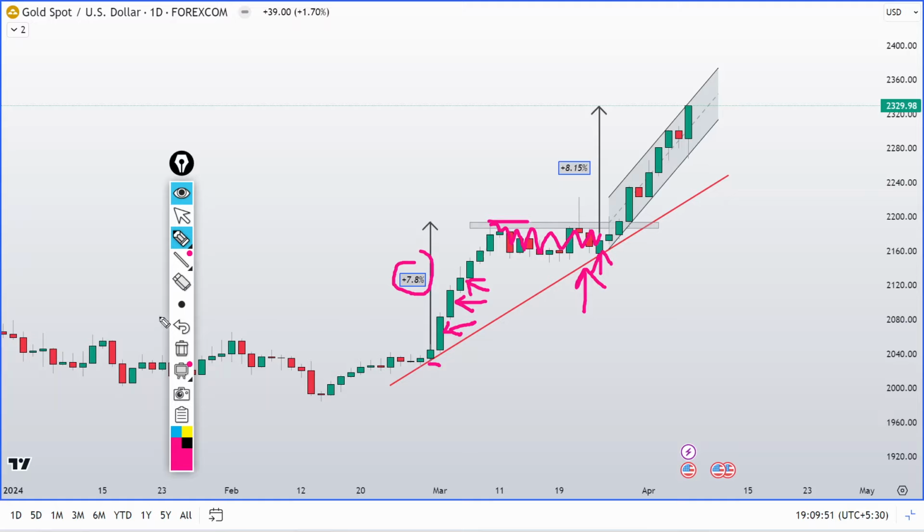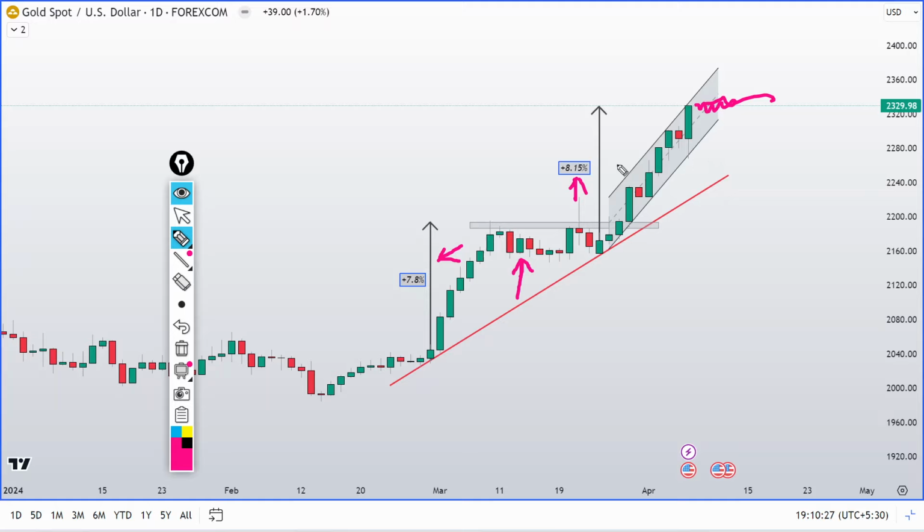If we now calculate the move from this trend line, it is currently 8.15%, which is higher than the previous spike. So at this point we can expect some consolidation or correction like this, but only this type of movement. But you know that gold bulls are not giving any chances, so to get a clear confirmation we have to wait.